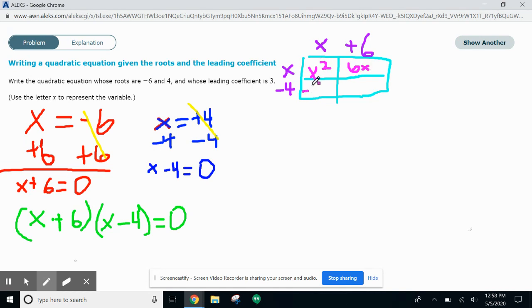X times negative 4 will be negative 4x. Connect that. And negative 4 times 6 will be negative 24. And so now what we'll do is I'm going to write this all the way out. X squared minus 4x plus 6x. Oops. 6. There was always a 6. Always a beautiful 6. And minus 24.